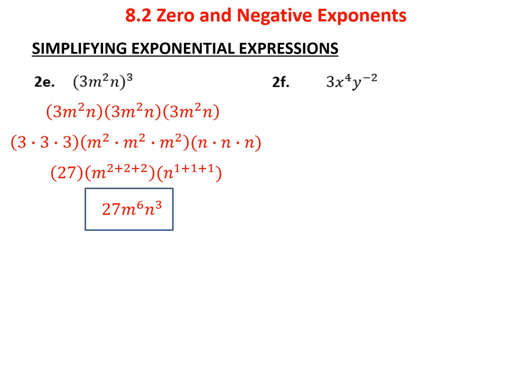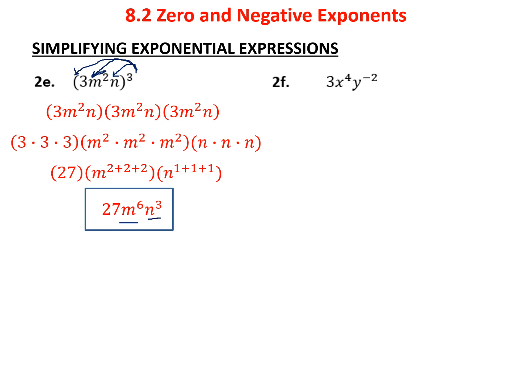Now some people would do that in a shortcut way where they'll distribute the exponent. They'll take 3 to the n and get n to the third. They'll take the m squared, and when you take the power of a power, you multiply the exponents, so you get m to the 6, and then here 3 to the third power. 3 times 3 times 3 is 27. So that is a shortcut way if you understand how that process works.